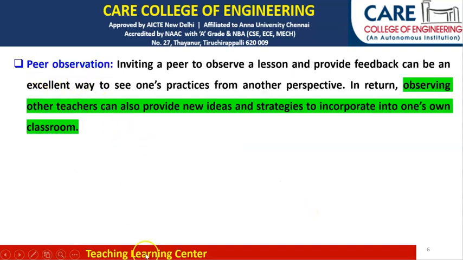Then peer observation. This is very important in today's scenario. Every individual teacher has their own strategy and their own pedagogical technique to teach. Inviting a peer to observe the lesson and provide feedback is an excellent way to see one's practice from another perspective. In turn, observing other teachers can also provide new ideas and strategies to incorporate into your own classroom. When you see your peer teaching, you can give suggestions to him. At the same time, you can learn from him, which you can use in your classroom teaching.